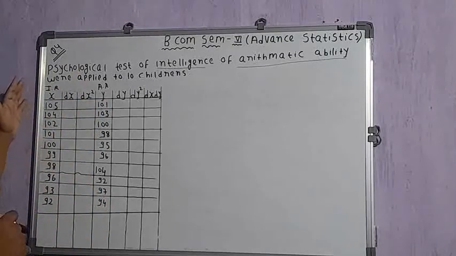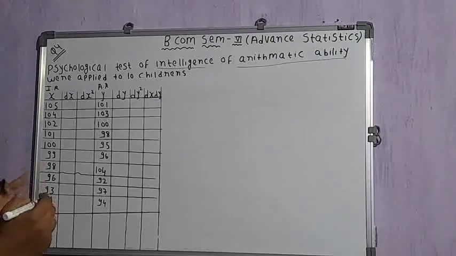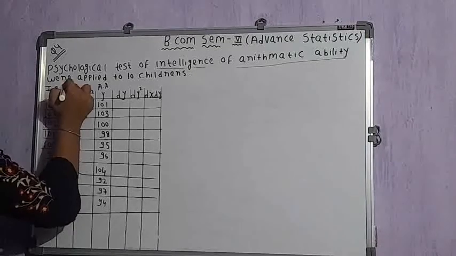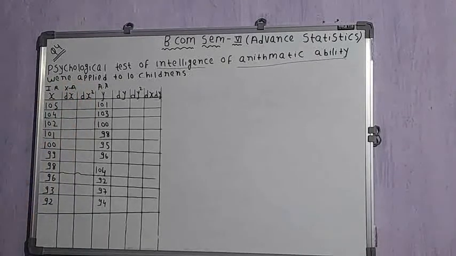So now we have put the values of x. Now what do we have to calculate? We have to calculate dx. What is the meaning of dx? Dx means deviation from the x series. How are we going to calculate dx? The formula for calculating dx is x minus A, where A refers to the assumed mean. How are we going to take the assumed mean?